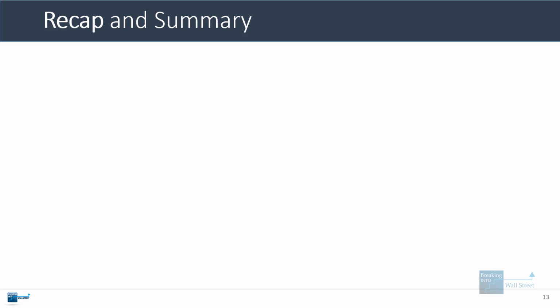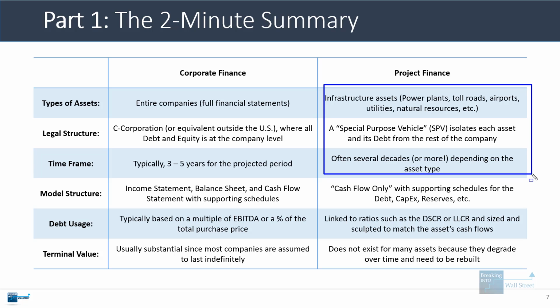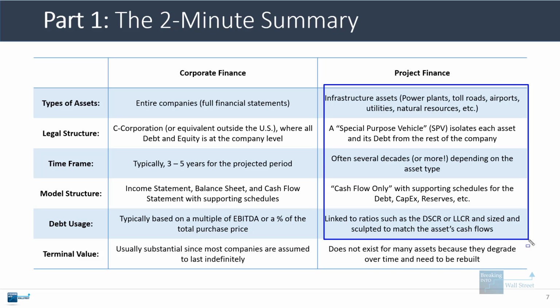That's about it. So let's do a quick recap and summary. I think this table does a pretty good job of summarizing everything. You are dealing with infrastructure assets. You're dealing with assets that are ring fenced from everything else. The time frame is much longer. You focus on cash flows. The debt is sized and sculpted based on future cash flows, and the terminal value or exit value often does not exist.